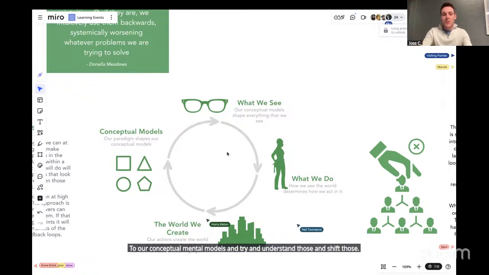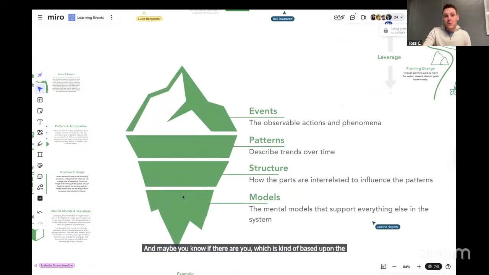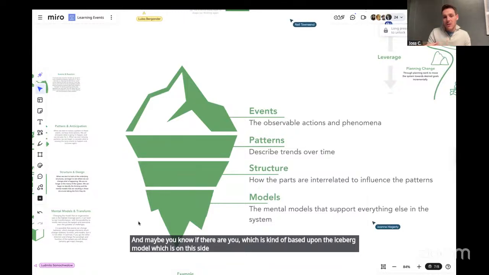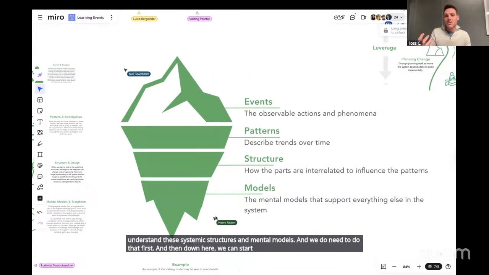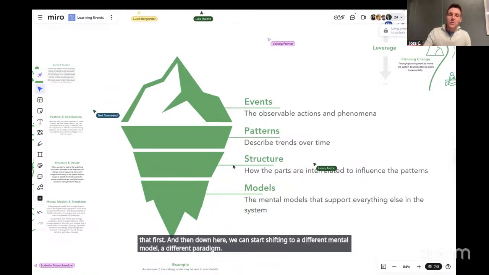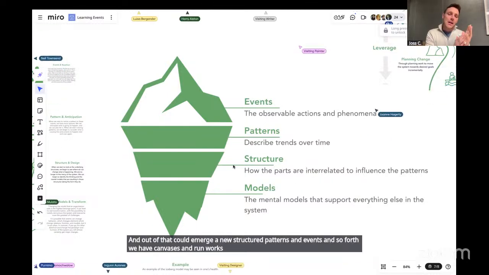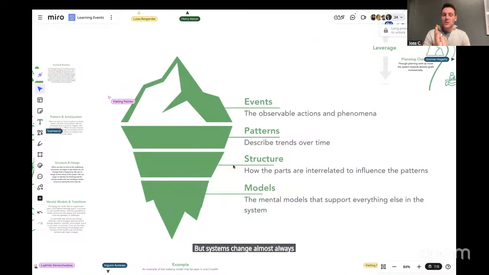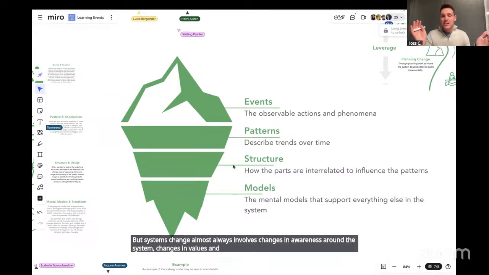And maybe of Theory U, which is kind of based upon the iceberg model, which on this side is asking us to download the past, understand these systemic structures and mental models, and we do need to do that first. And then down here, we can start shifting to a different mental model, a different paradigm, and out of that can emerge new structured patterns and events and so forth. We have canvases and run workshops around that. But systems change almost always involves changes in awareness around the system, changes in values, and an understanding of the purpose of that system. That's what's really transformative.